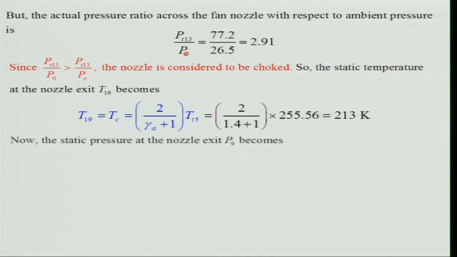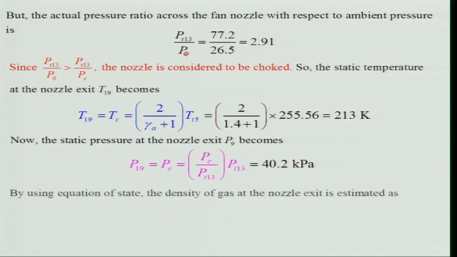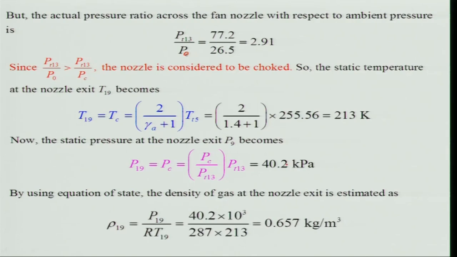The static pressure at the nozzle exit P19 becomes P19 by PC times PC by PT13, which we have already evaluated. So you will get P19 as 40.2 kilopascals. That means P19 is not the same as the ambient pressure, which happens to be 26.5 kilopascals. Using the equation of state, the density of gas at the nozzle exit can be determined, because you know P19 and T19; substitute those values and you will get it.